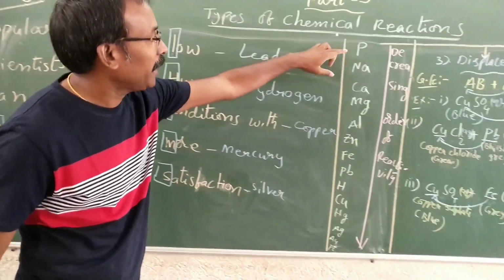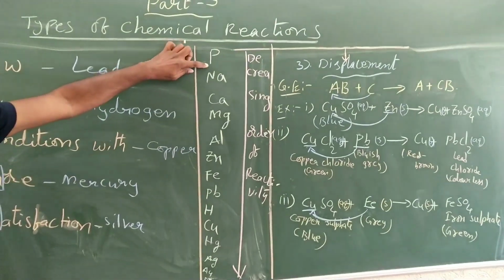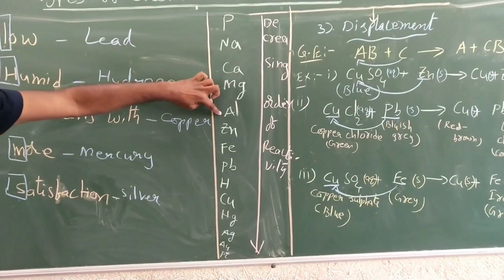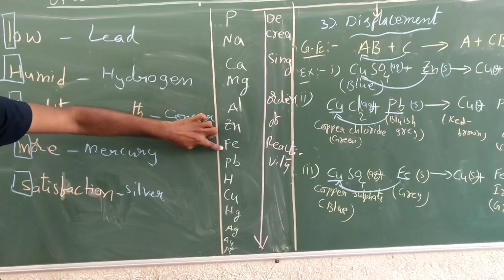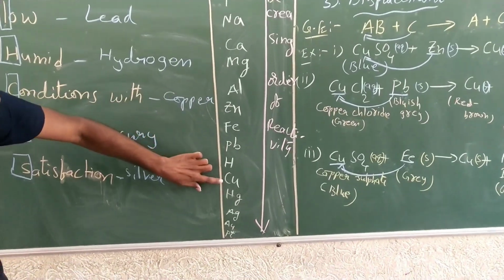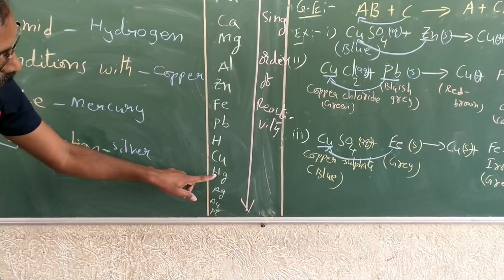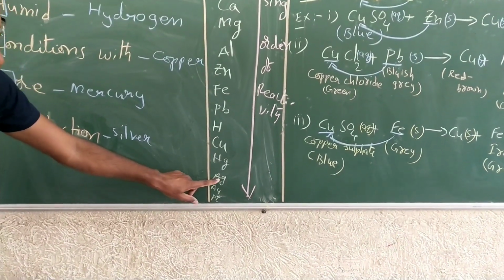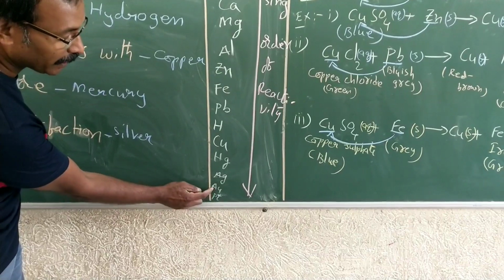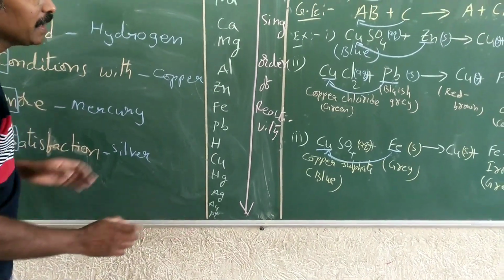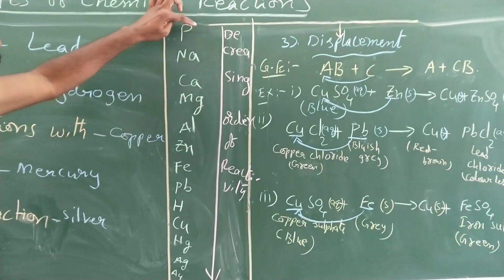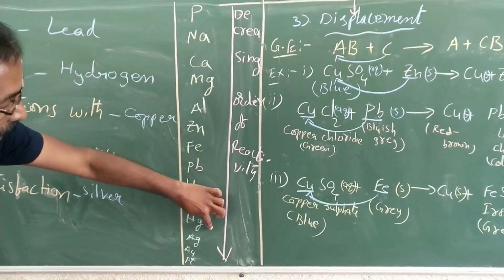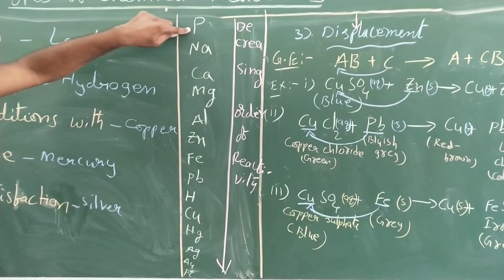If you write all this in the sequence: popular scientists can make a Jew in a low humid conditions with more satisfaction. Silver for satisfaction, and gold and platinum are the last ones. Now if you see this order, gradually the reactivity will be coming down. This potassium is the highest.